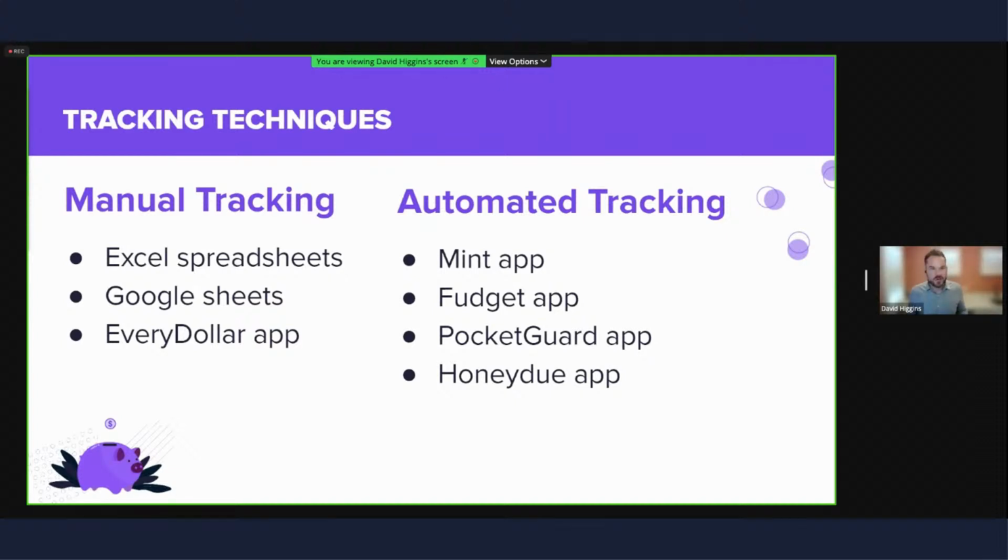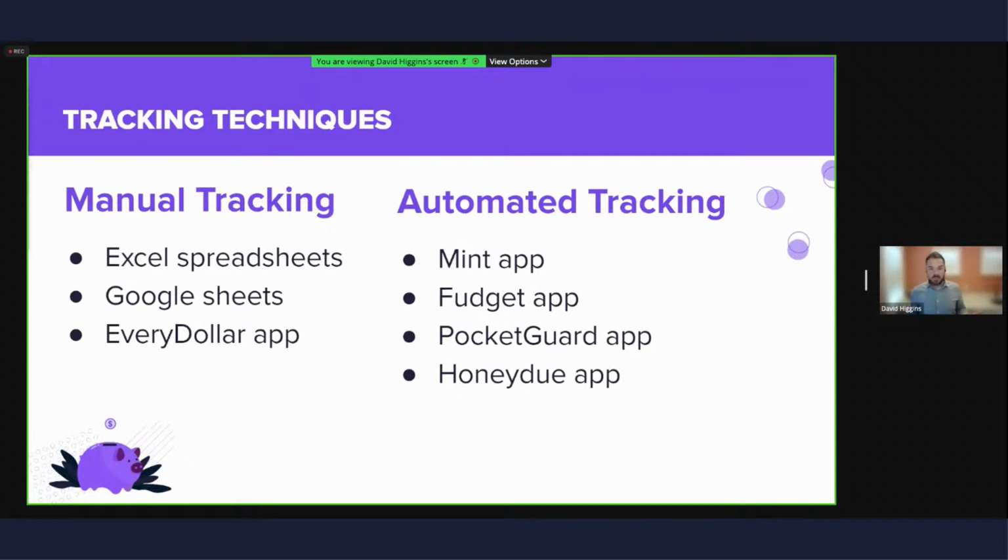Create a spreadsheet for yourself. Just create a simple spreadsheet, use Google Sheets, use Excel, whatever it is, with your predetermined income and then your expense categories, and track everything manually. There's also a really, really good app called Every Dollar. It's right there on your screen, and it provides manual tracking features as well if you're a person who wants to use an app for this.